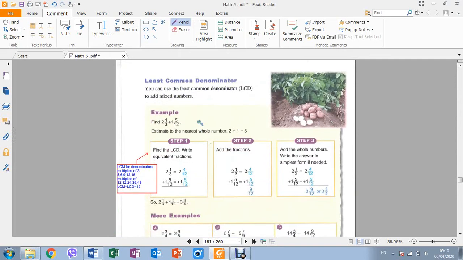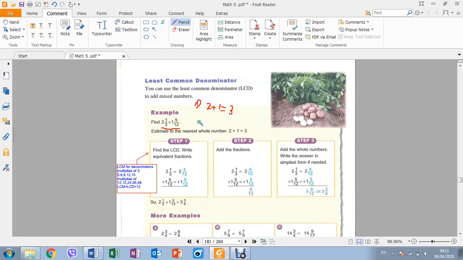The second one, we use LCM. Okay, you can use least common denominator to add mixed numbers. For example, I tell you find 2 and 1/3 plus 1 and 5/12. The first step, what do you need to do? You need to plus the whole numbers together. 2 plus 1 equals what? 3. Now we know the answer of this one is 3.